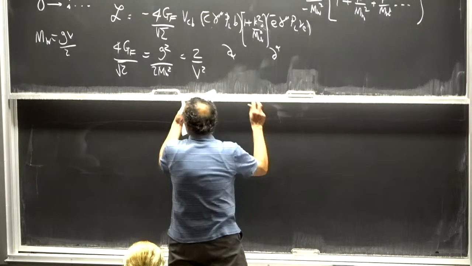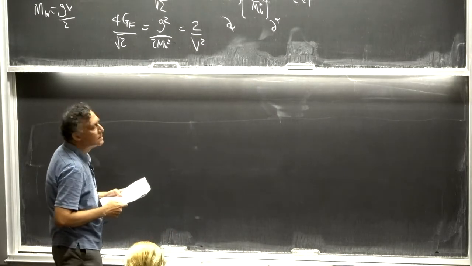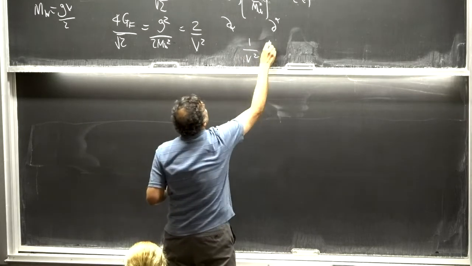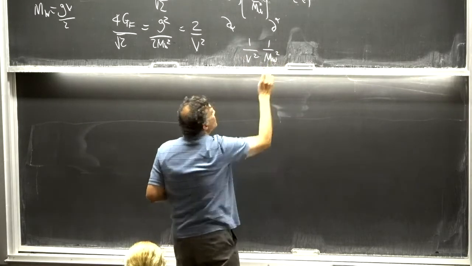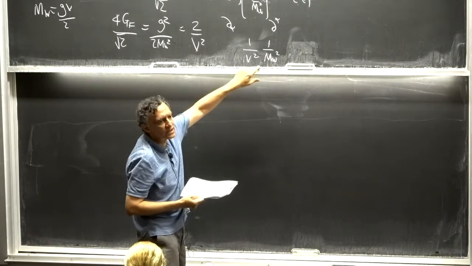OK. In that point, please, how do you know that the theory breaks down at 100 GeV? Just because if you looked at the dimension 8 term, it would be 1 over v squared, 1 over mw squared. So by doing more precise measurements, you would notice that there was this term.